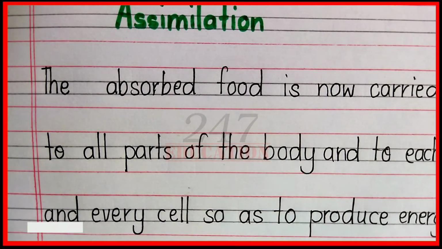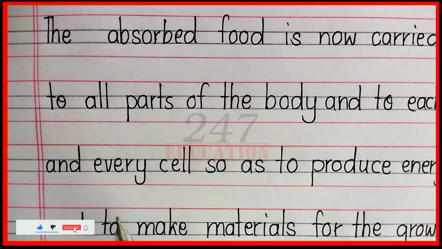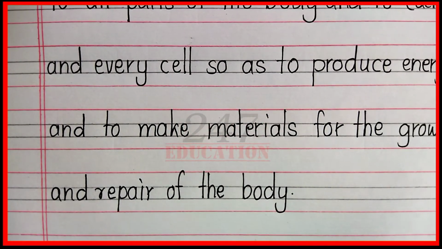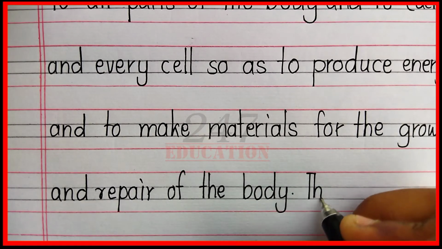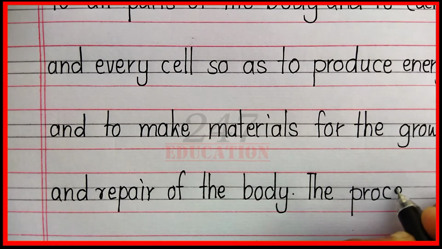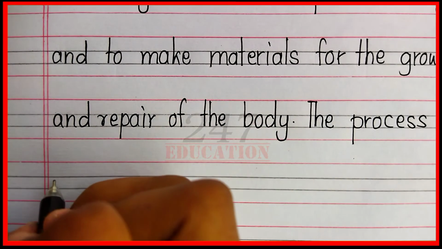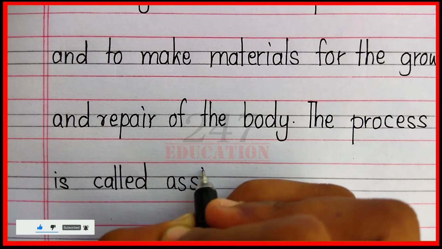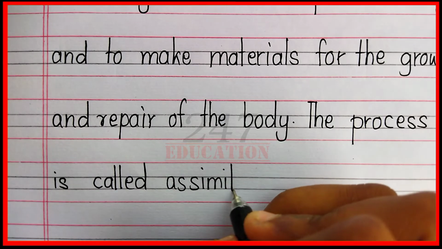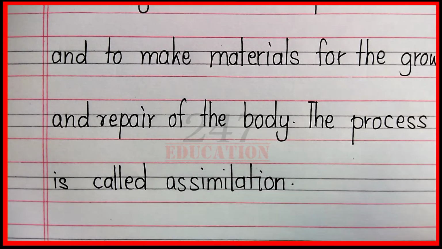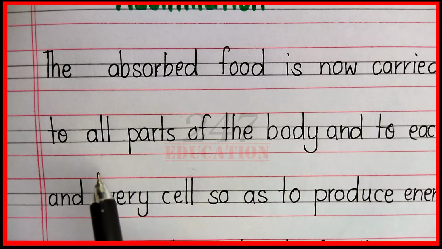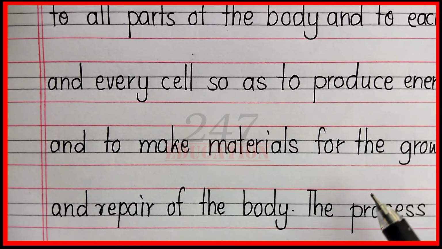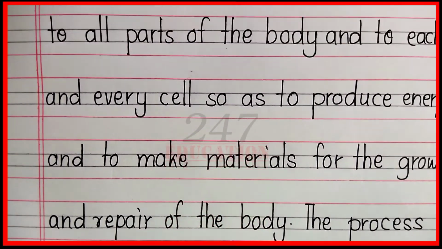The absorbed food is now carried to all parts of the body and to each and every cell so as to produce energy and to make materials for the growth and repair of the body. The process is called assimilation.